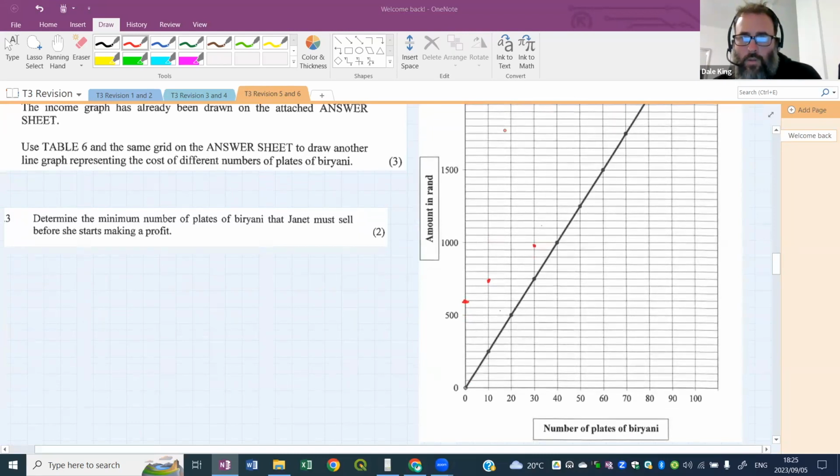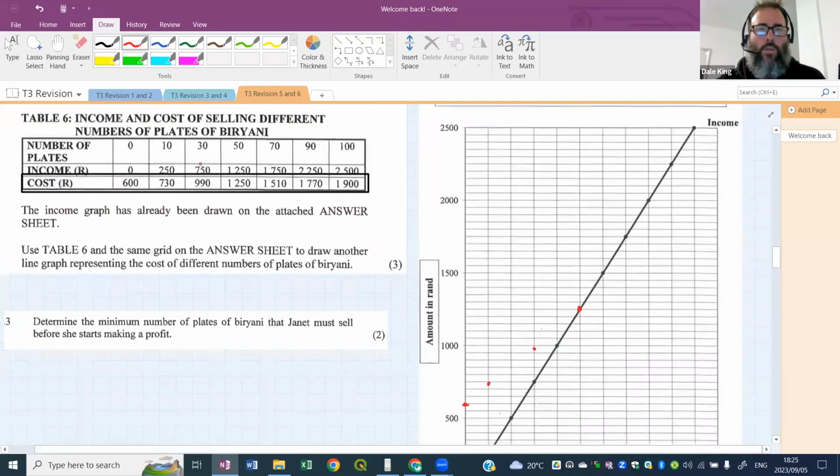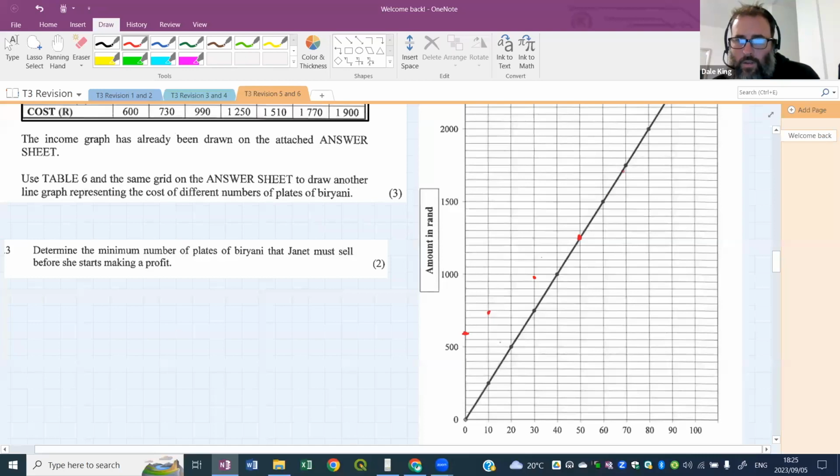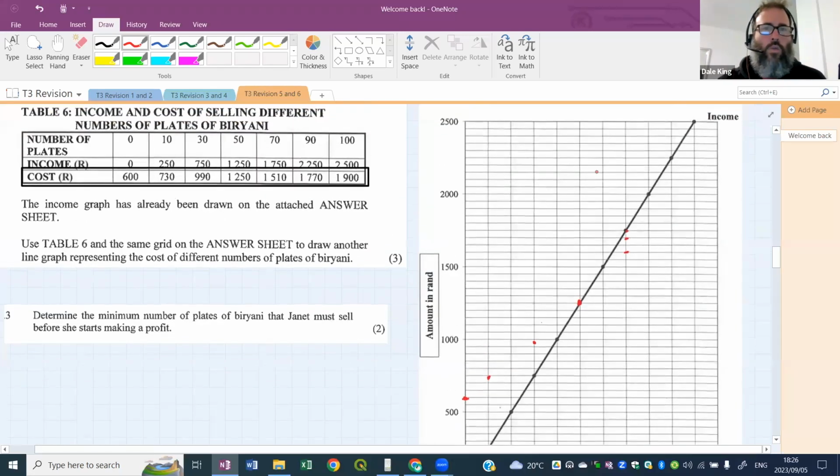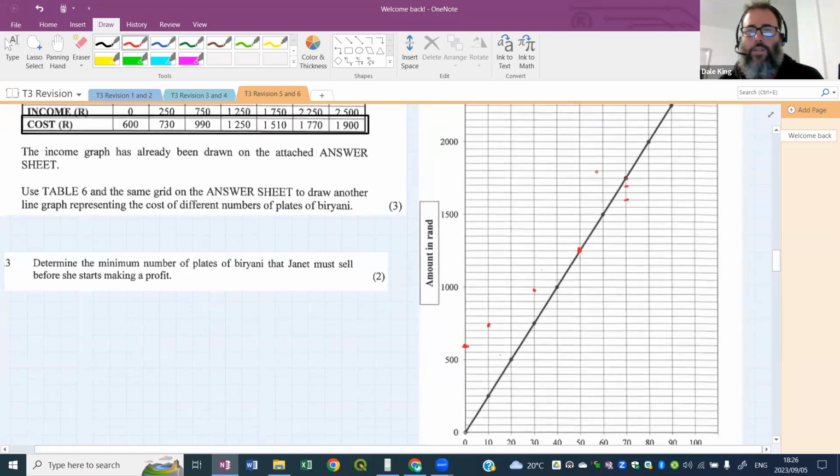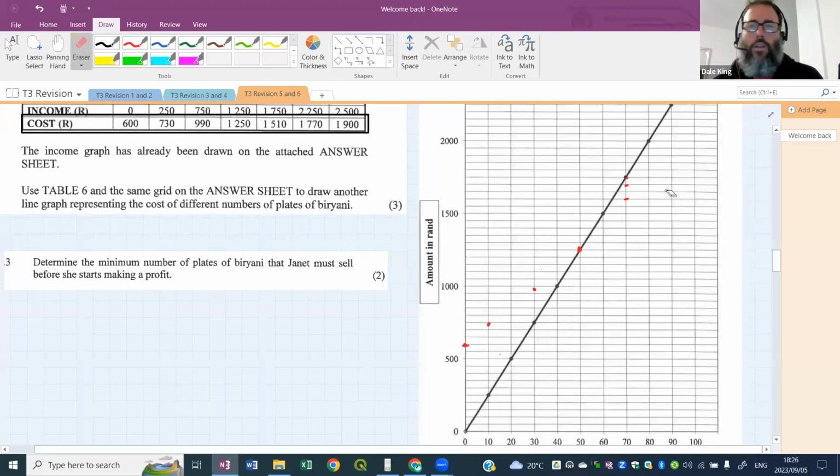So 50, that's 40. I need to 50. Something's not right. So 10, 20, 30, 40, 50, 60. 50, 1250. There we go, on the actual line. Good. Now for 70, 1750. I need 600, 700, 750. This looks a bit strange, guys. Oh, sorry, it's 1510. My bad, guys. Oh, that coffee was way too strong. It's 1510. So for 70, it's 1510.